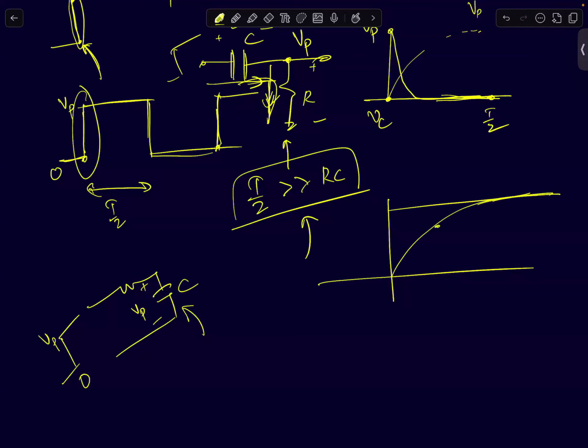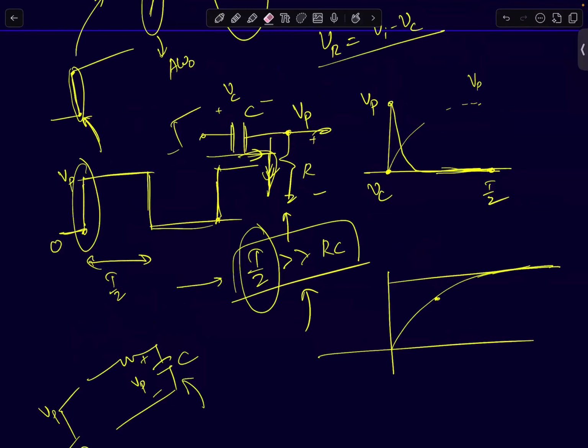In one time constant, it will charge close to 60 to 70%. In 3 time constants, you are already at 95%. In 5 time constants, you'll be at 99% plus charging. So normally, if I say T much greater than RC, it means that your time period is at least greater than 5 time constants. So in those 5 time constants, your capacitor is now charged to V peak.